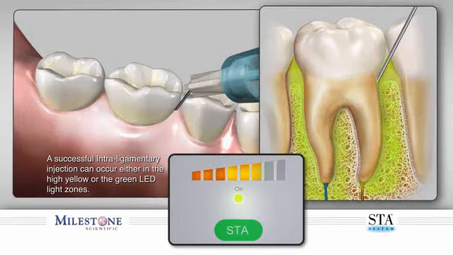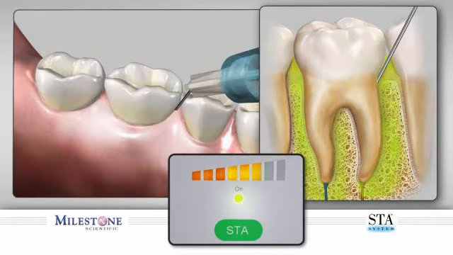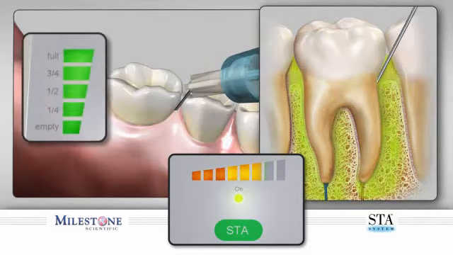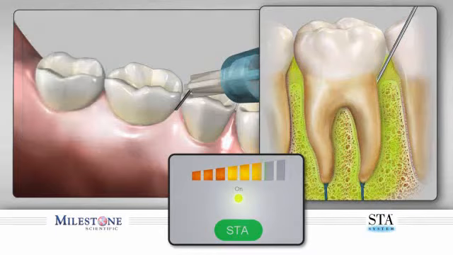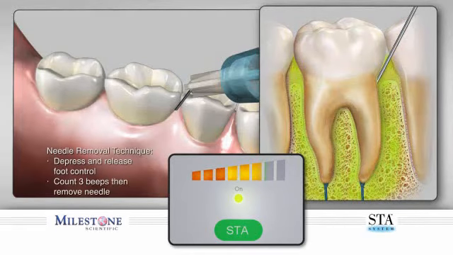A successful STA intraligamentary injection can occur in either the high yellow or green LED zones, as both are indicative of the correct location. To determine the amount of anesthetic solution dispensed, you can view the vertical green LED volume gauge in the upper left corner of the STA. As the green LED light dims, you will hear a corresponding louder tone at each quarter cartridge. When you have delivered the required dosage, you can remove the needle.